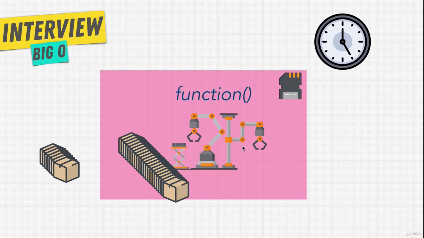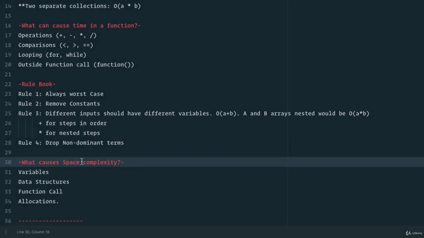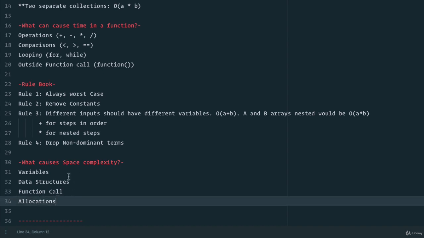What causes this space complexity? Well, luckily for you, I added this to our cheat sheet. What causes space complexity? Well, adding variables, adding data structures like arrays, objects, hash tables, again, things we'll talk about, function calls, and allocations. We don't need this period.